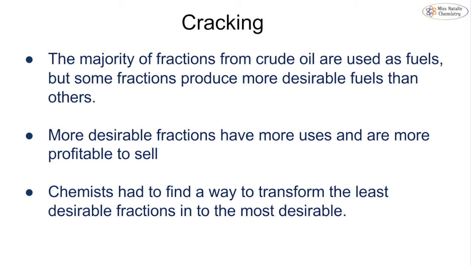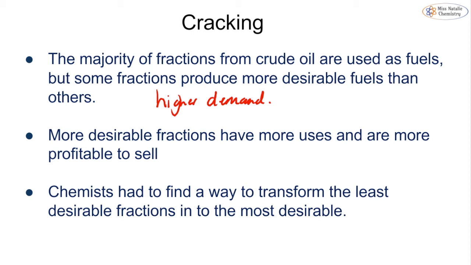Now, when we look at the fractions that we get from fractional distillation of crude oil, what we see is the majority of them are used as fuels. Gasoline is used for cars, diesel for larger vehicles. Whilst they are useful as fuels, some fractions are much more desirable than others, meaning they have a higher demand. What we need to make sure is that when we are undergoing fractional distillation, we are keeping up with that demand. The more desirable fractions have not only more uses, but they also become more profitable.